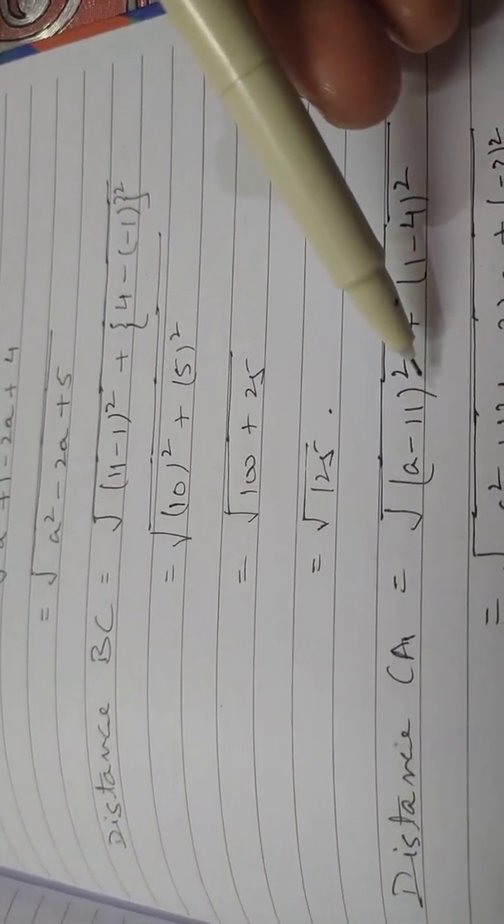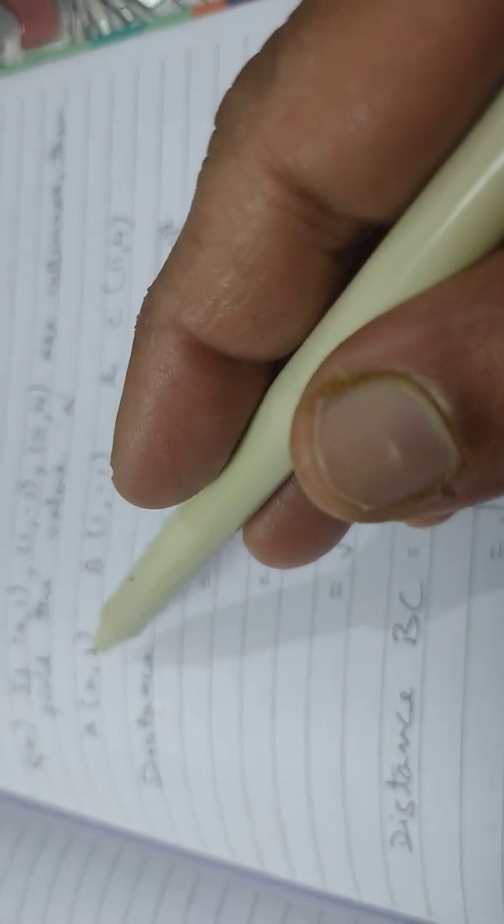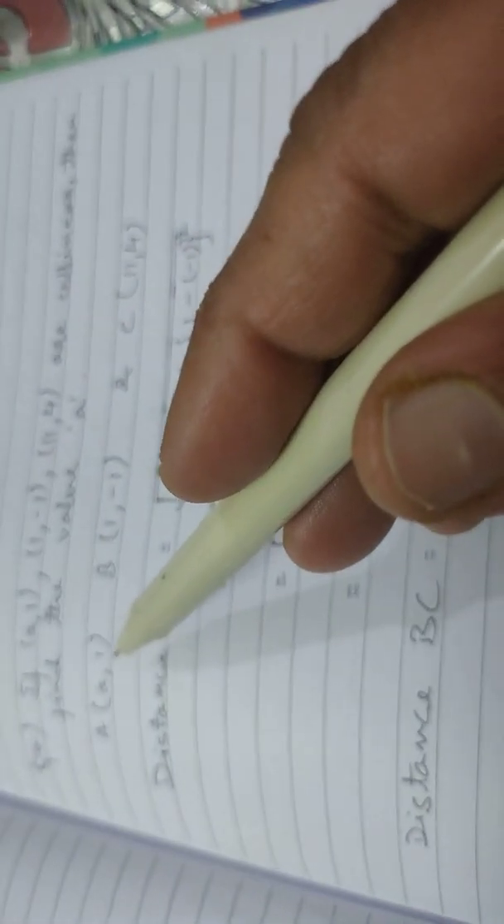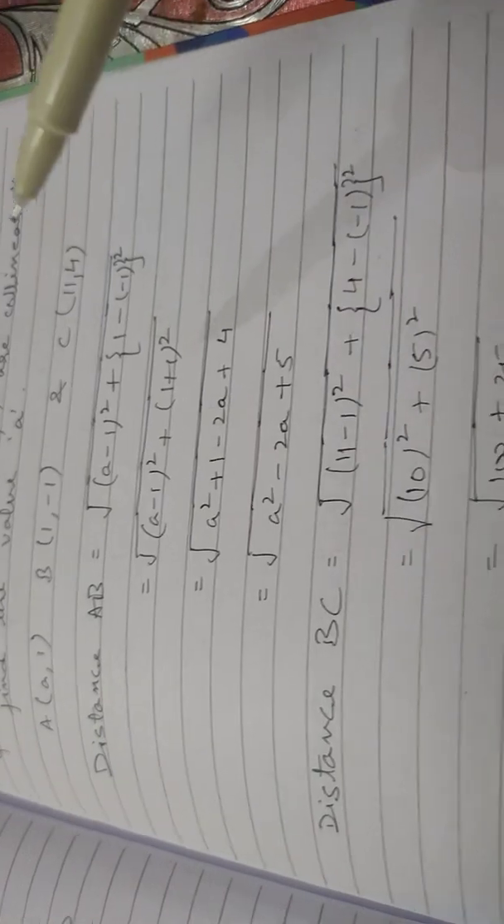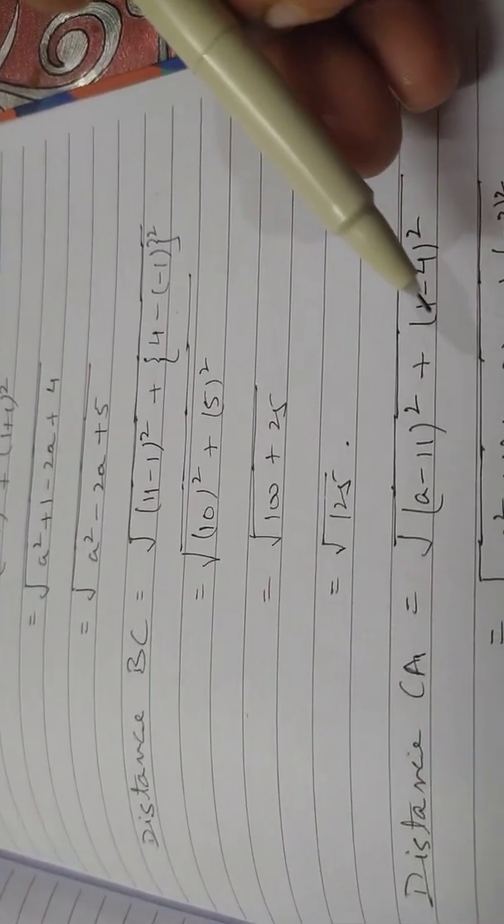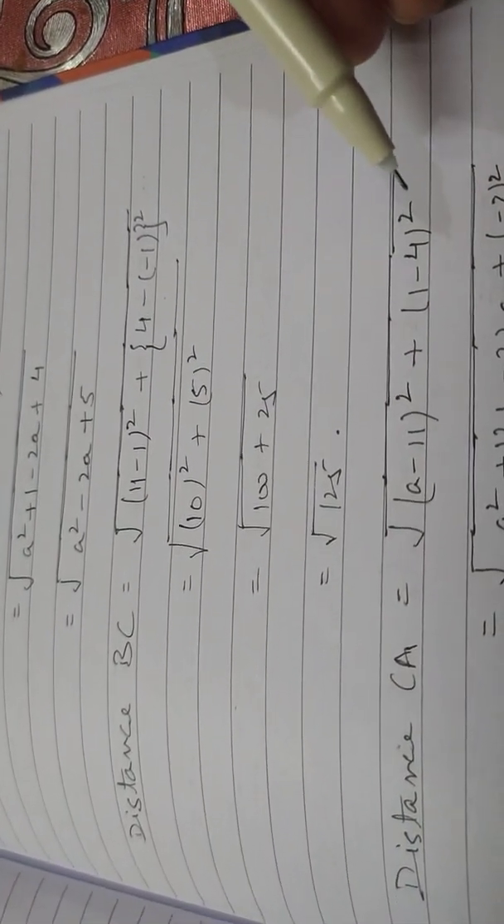So that is what I have written, you will see over here, plus y2 minus y1. So y2 is actually 1 over here, and y1 is actually 4 over here. So it will be under the root sign (1 minus 4) whole square.